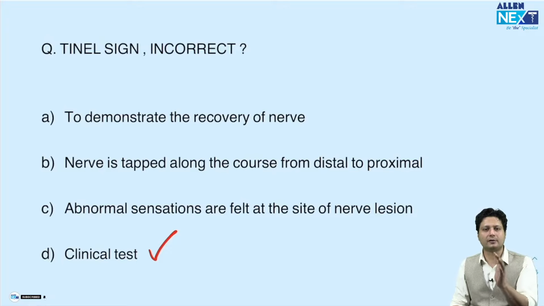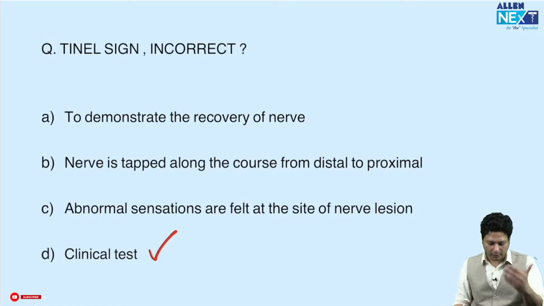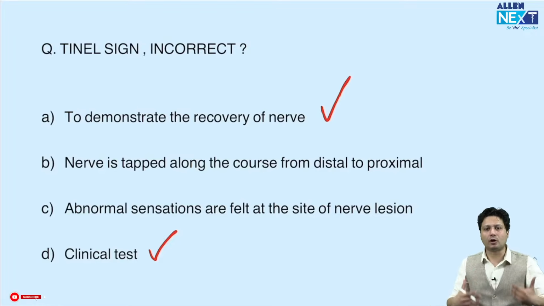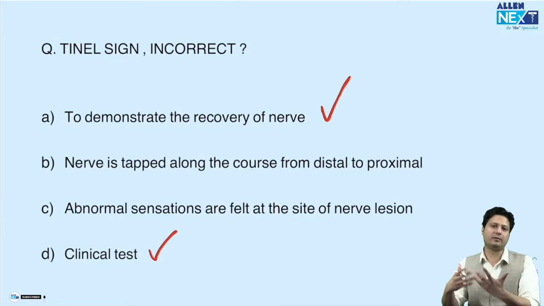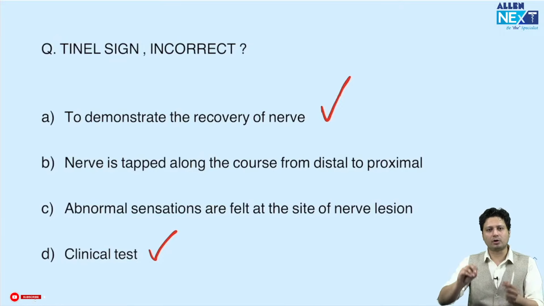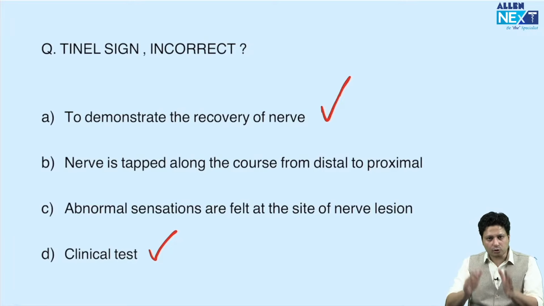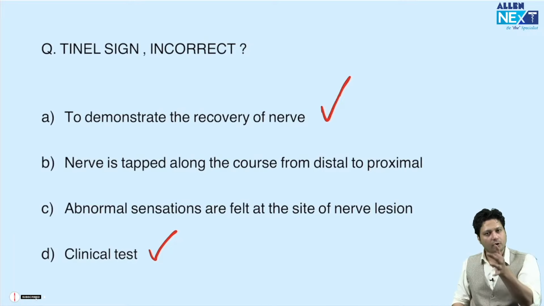It means Tinel sign is not something observed on the x-rays. Point number 2, to demonstrate the recovery of the nerve. Yes, it is used for the demonstration of the recovery of the nerve. I mean, Tinel sign you are not going to perform in order to know that the nerve is injured. The nerve injury is going to be demonstrated by simply loss of movement or the abnormal sensations. It is used to demonstrate whether the nerve is getting recovered or not.